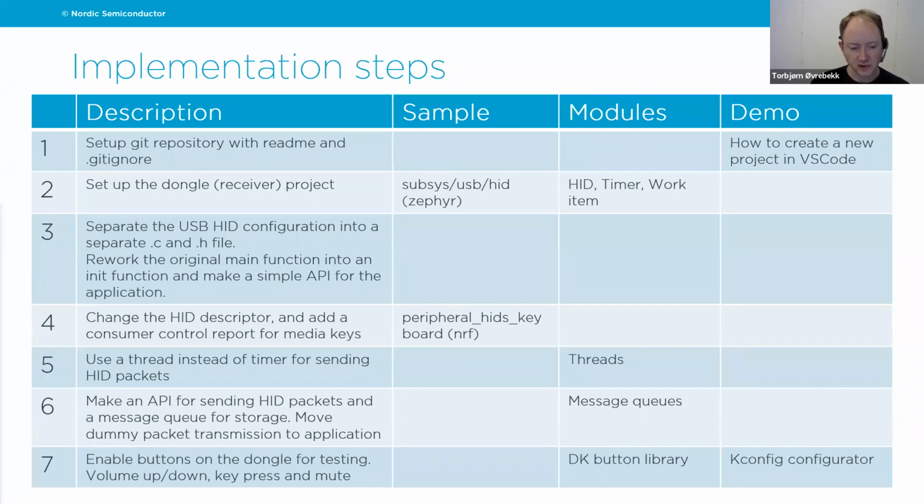Then in step 6, I'm going to make a small API for sending HID packets. And I'm also going to show how to use a message queue. I'm going to talk a bit more later about why this is important.